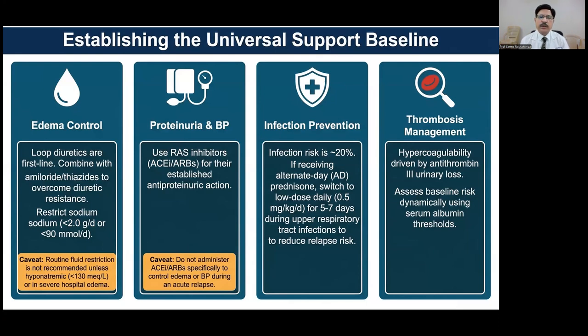Loop diuretics are the first line, combined with amiloride, thiazides to overcome diuretic resistance, because amiloride acts on a different mechanism, thiazides act on a different part of the nephron. That is why we can combine them. Restrict the sodium intake also to less than 2 grams per day.